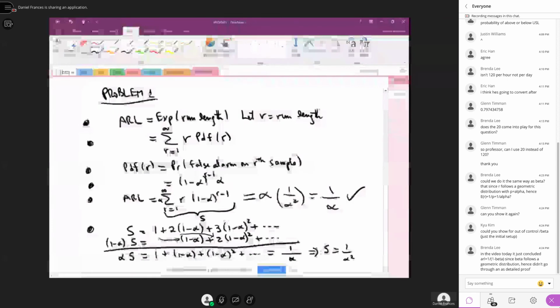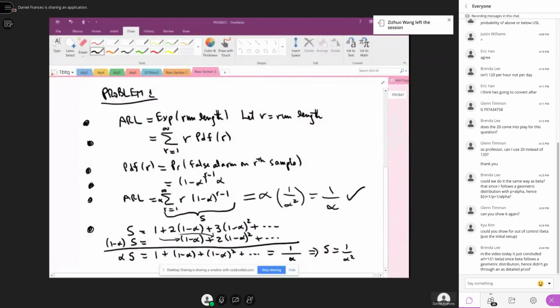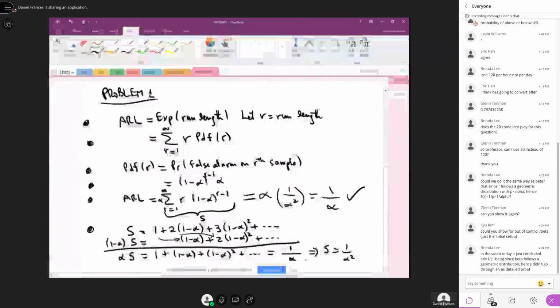And so A is the first term, 1, and 1 minus R is 1 minus 1 minus alpha, which is again alpha. And so S equals, by moving this alpha down to the other side, I get that. So now I know what S is. Once I know what S is, I substitute it back in my ARL equation, and voila.